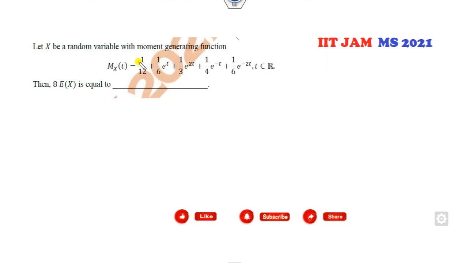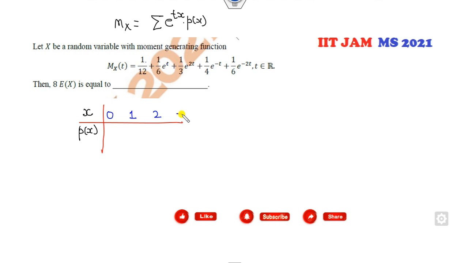Okay, now again you can see it's a discrete random variable. So I can draw the table: x, p(x). I can compare again with e raised to power tx into p(x). So x is 0, e raised to power 0, e raised to power 1, e raised to power 2, e raised to power minus 1, e raised to power minus 2. Probability is 1 over 2, 1 over 12, 1 over 6, 1 over 3, 1 over 4, 1 over 6.